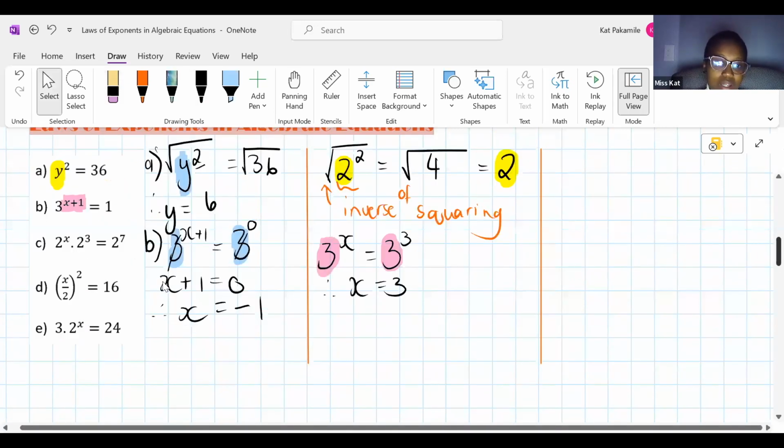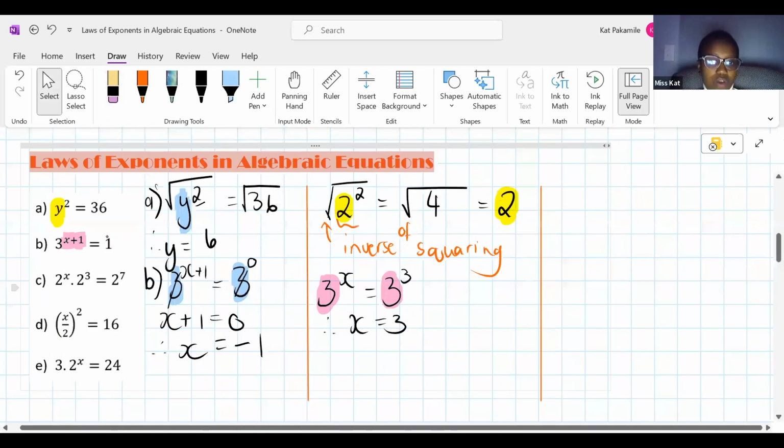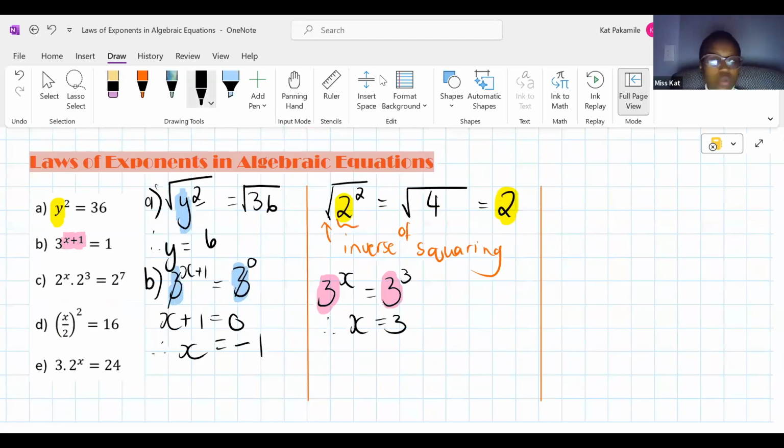We wanted bases of 3 on the same sides, on the what? On both sides. We wanted bases of 3 on both sides. So on the left, we already had.